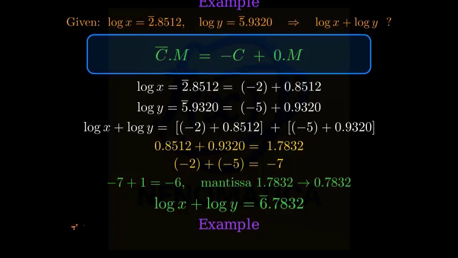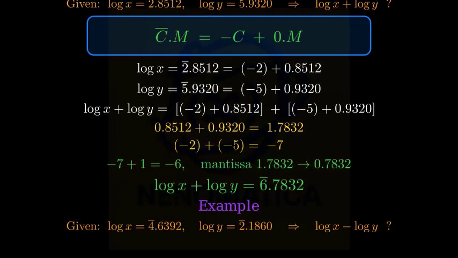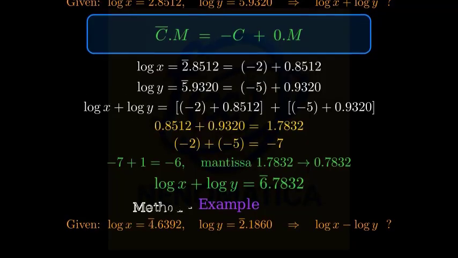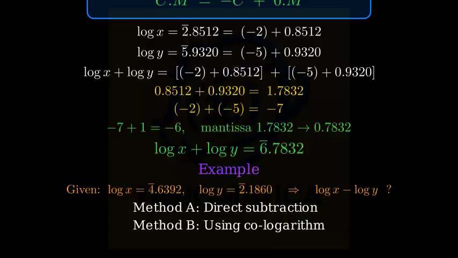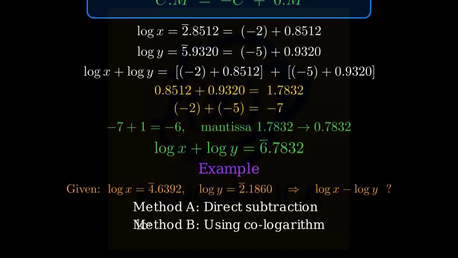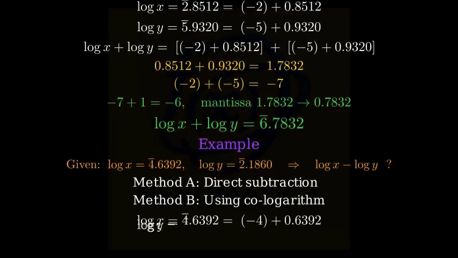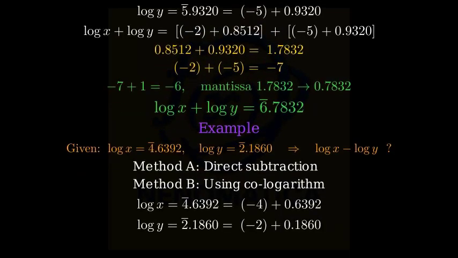Example, we are given log x equals bar 4.6392, log y equals bar 2.1860. Find log x minus log y. We will show two correct ways, direct subtraction and the co-logarithm method. Both must give the same result.